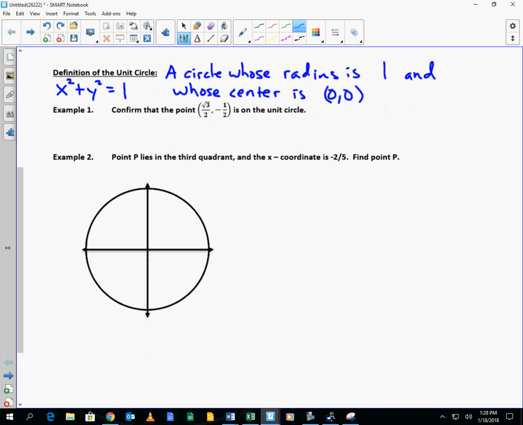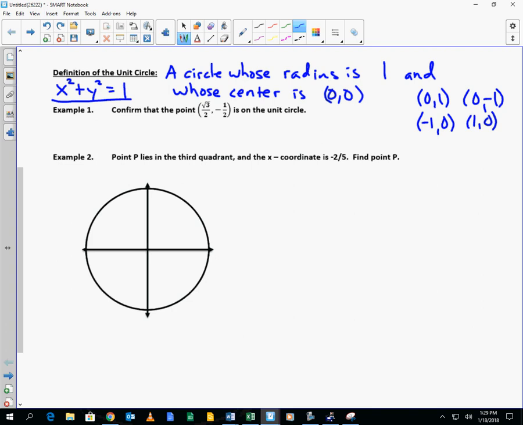Okay? So, let's start here. It says confirm that the point square root of 3 over 2 and negative 1/2 is actually on the unit circle. Before we do that, let's see if you can actually look at the equation. Can you think of an xy coordinate that actually sits on the unit circle? Good. 0, 1. 0, negative 1. Negative 1, 0, 1, 0. Good. Those are 4 points that we know are on the unit circle. Pretty easy to come up with, right?